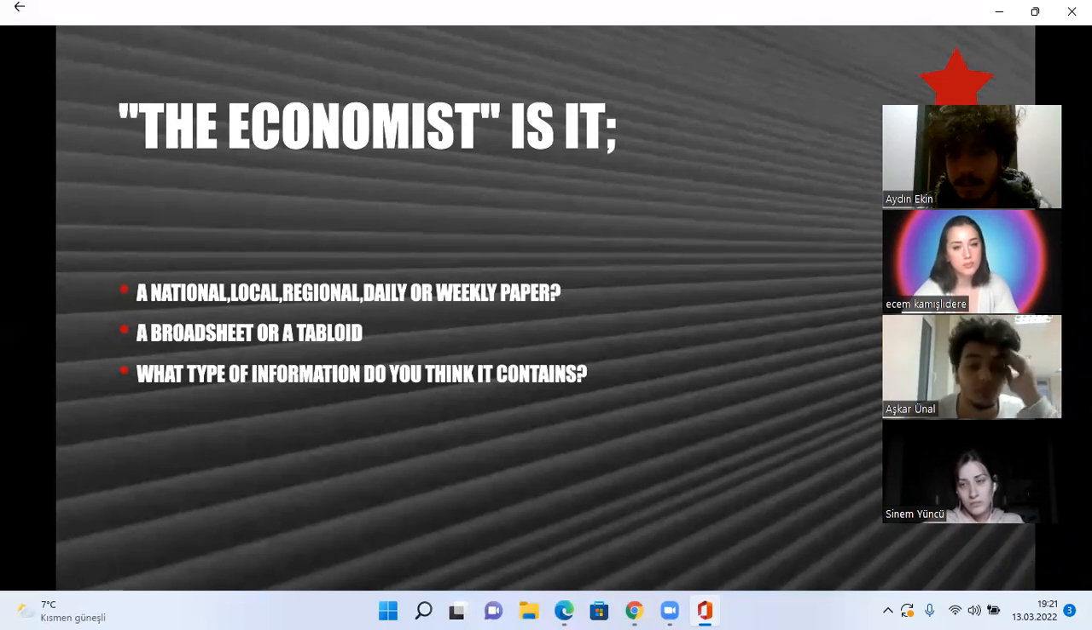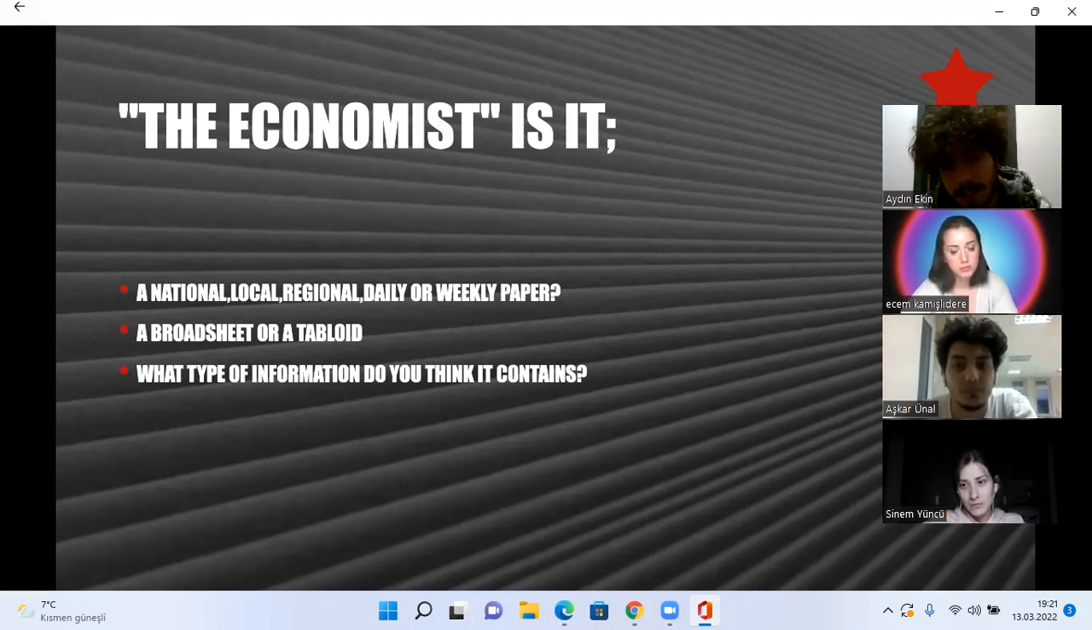So do you think it's published daily or weekly? Probably weekly. Yeah, that might be true. And what type of information do you think it contains? Global things. Yeah, of course. Business. Yeah, business as well. So generally it might have global events, global business, because as you said, it might be an international newspaper.